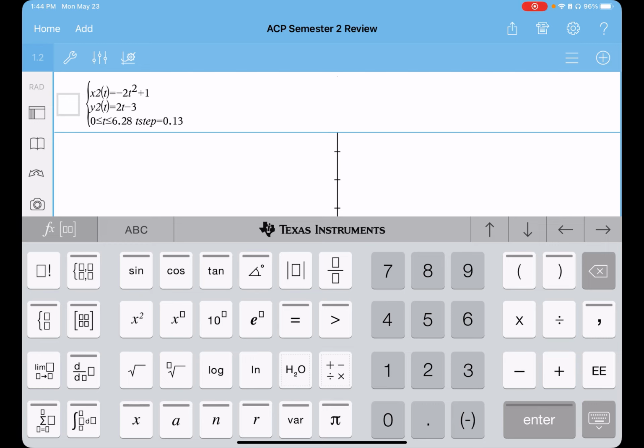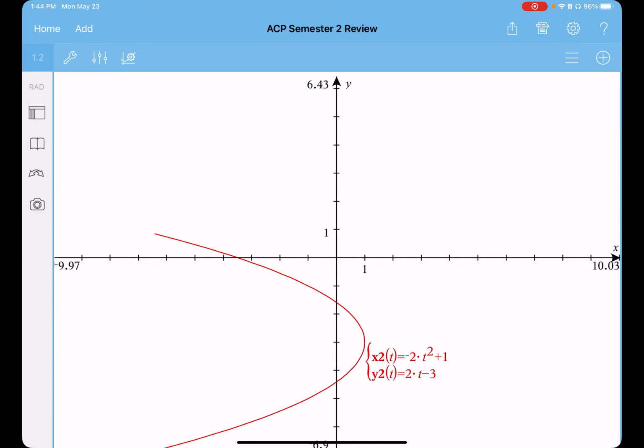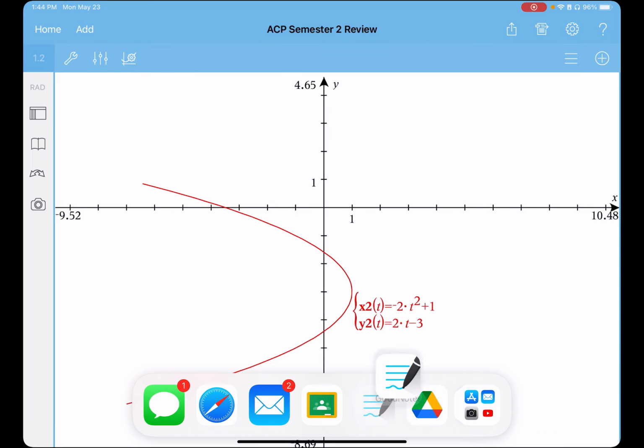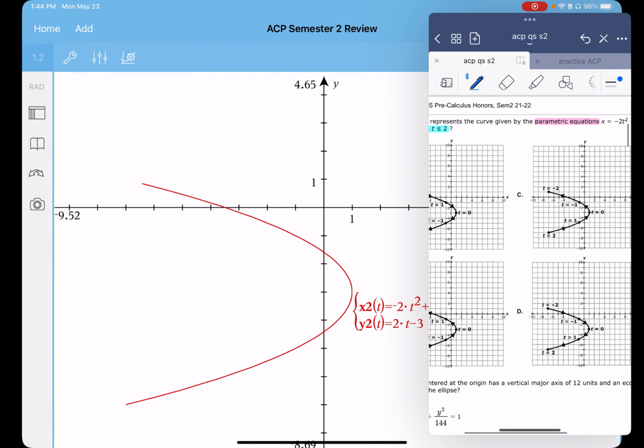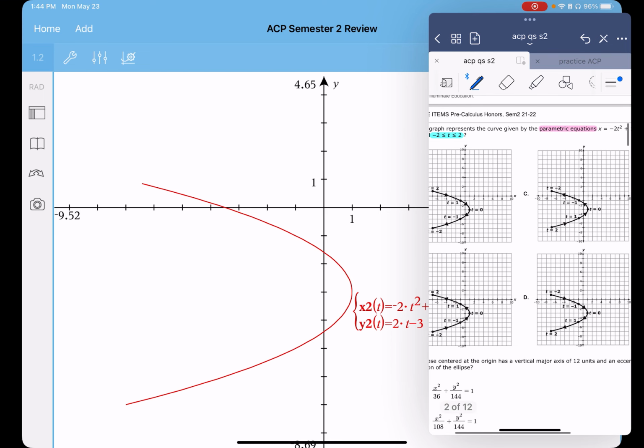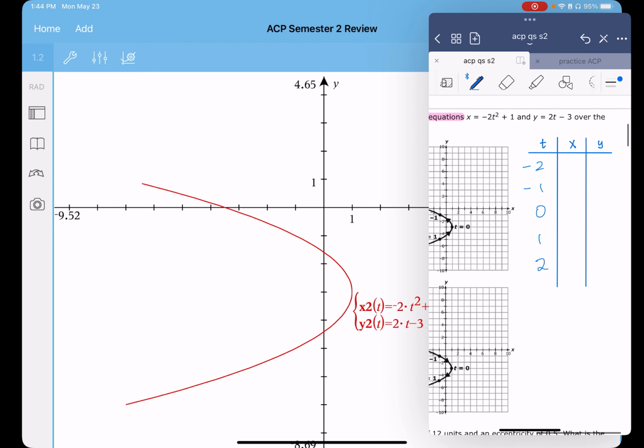Now, for the parameter interval, the default is 0 to 6.28, but you're going to want to delete that and do it from negative 2 to positive 2, and then you're going to press enter. You're going to get a graph that looks like this. Notice that they almost all look identical to the answer choices, so they all make this sideways parabola. There are a few differences though. It'll help if we're able to fill out this table.